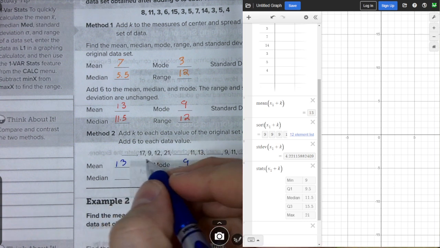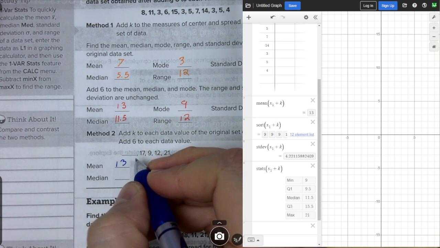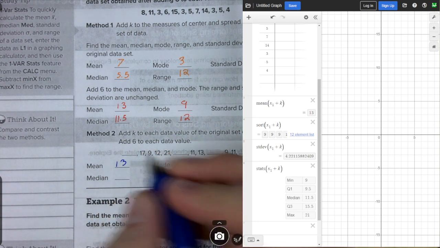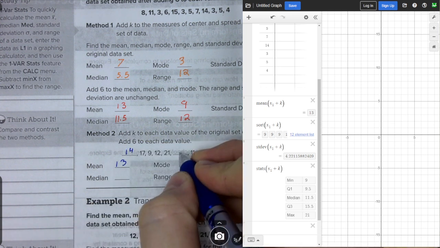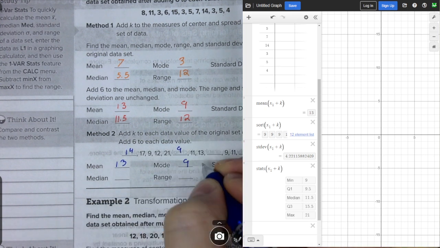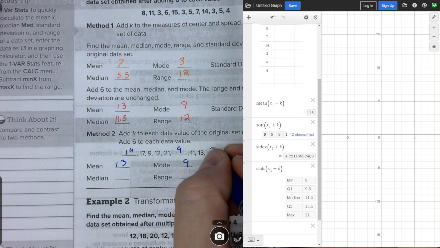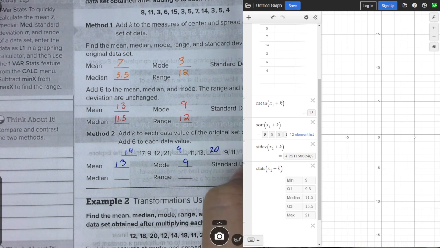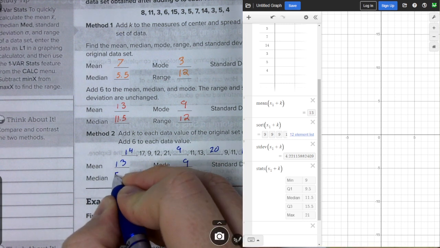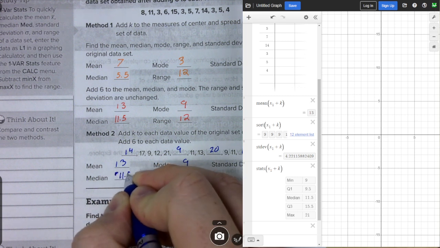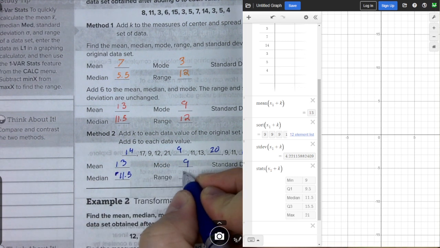Oh, they're having us do this manually. 8 plus 6 is 14. 3 and 6 is 9. 14 and 6 is 20. And then the last one is 10. Our median is going to be 11.5. And the range is still 12.